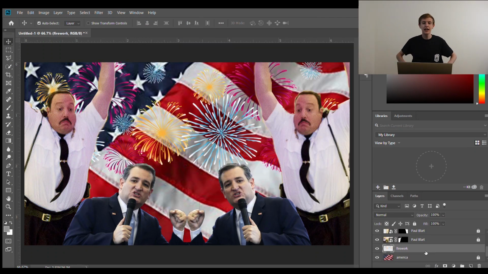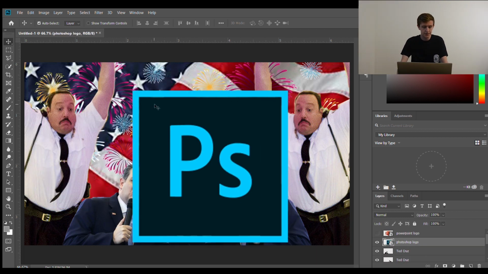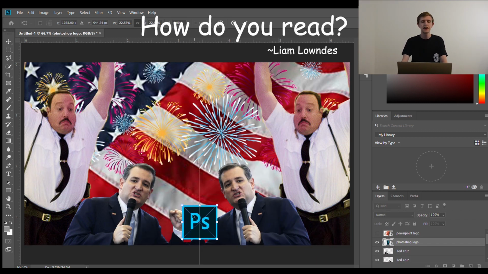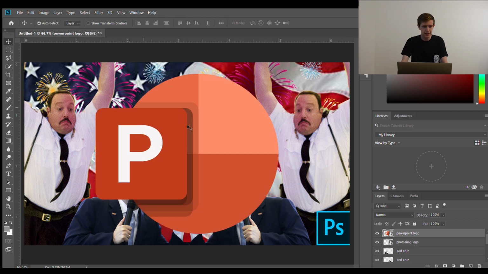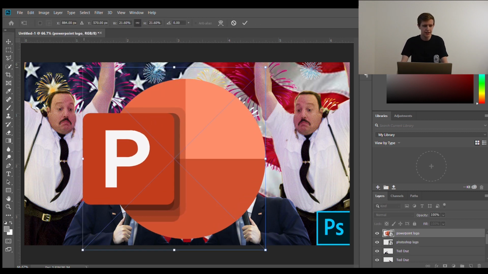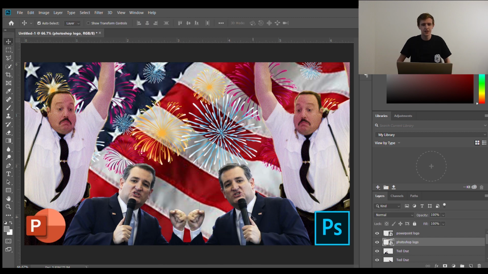Ooh, happy 4th of July. If this picture isn't American, I don't know what is. How do you read it? Left to right? Photoshop is the future, so it's on the right, and PowerPoint's kind of in the behind, so it's on the left. This is good, but can we make it better? There's something I feel like I could add in the middle there.